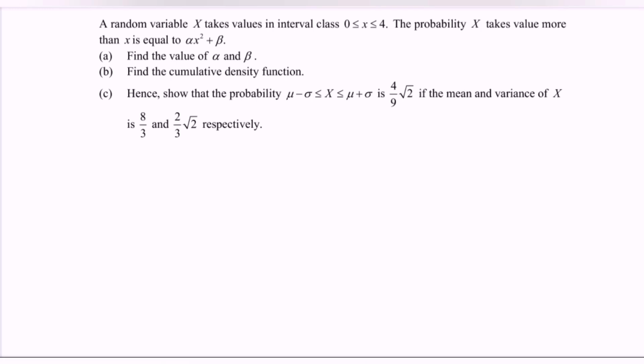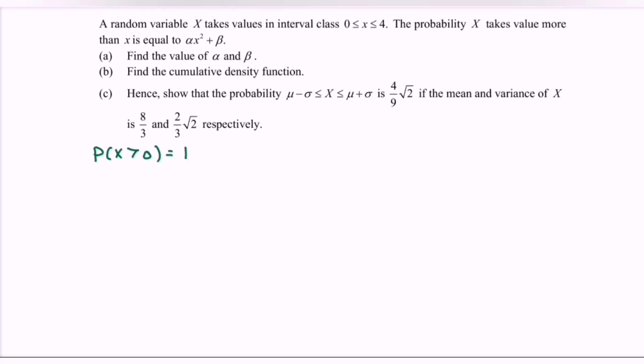Hello everyone, in this video I'm going to discuss an example for random variable. A random variable x takes values in the interval from 0 until 4. The probability that x takes a value more than x is equal to alpha x squared plus beta. So in here we have the situation. For a random variable, the summation must be equal to 1. So we have the probability that x is greater than 0, which is equal to 1.